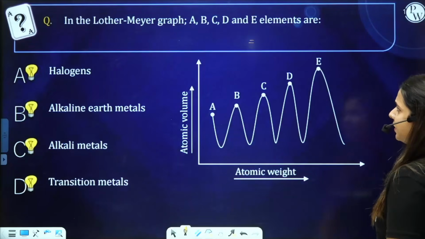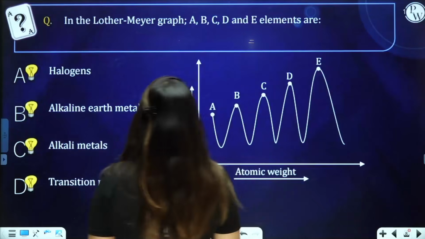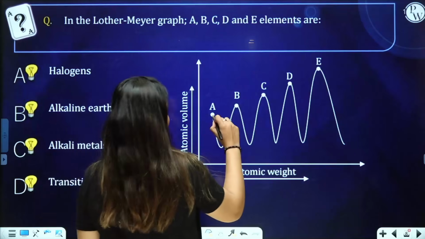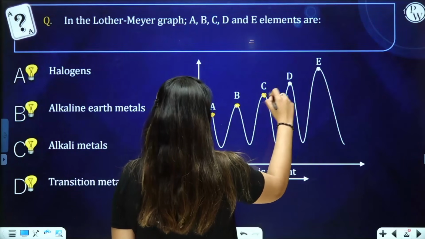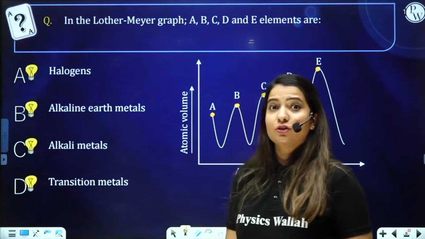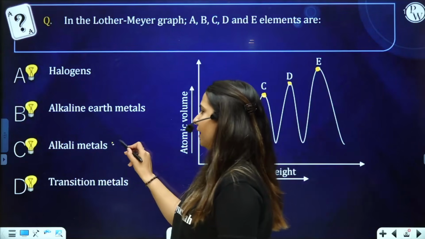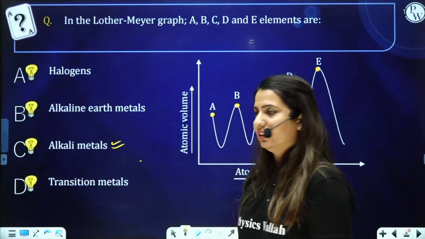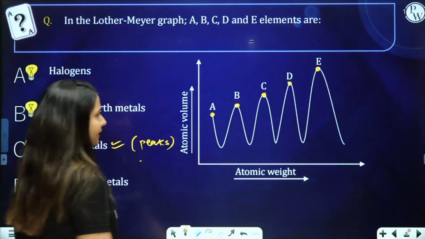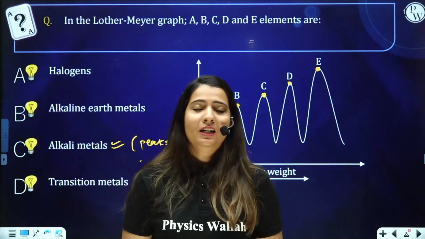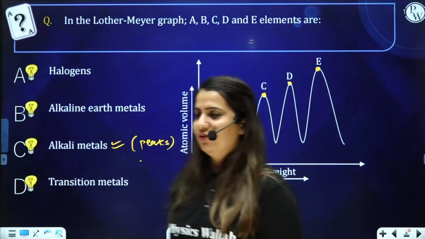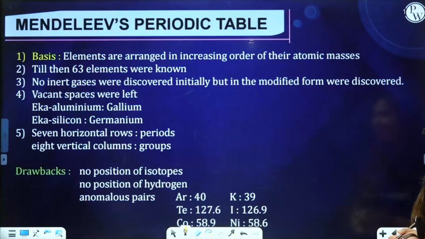Next question we have: in the Lothar-Meyer graph, there are some points written A, B, C, D, E. So you know very well what these points are, what exactly is present on the peaks. Should I tell you, or do you know? Strongly electropositive elements, which are alkali metals. So alkali metals are present on the peaks, and you can answer this question very easily. I have already told you that graphical questions with the Lothar-Meyer graph are asked, right? So let's move forward.